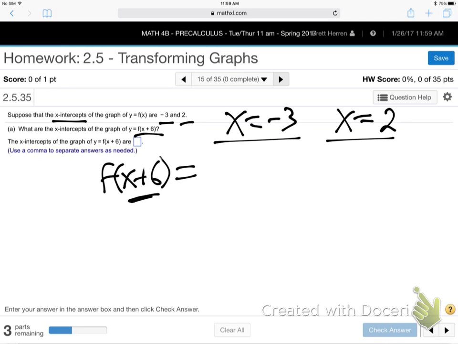What is this going to do? Is that an x thing or a y thing? Yeah, it's in the parentheses, so it's an x thing, huh? It's in x's world. So what's it going to do to this x value? Well, x always does the opposite. So it will subtract 6 from both those, won't it? Instead of adding 6, x always does the opposite. And so what you'll get is negative 9 and negative 4. Those are your two answers. It'll take both those x values and subtract 6, won't it? Because x does the opposite.